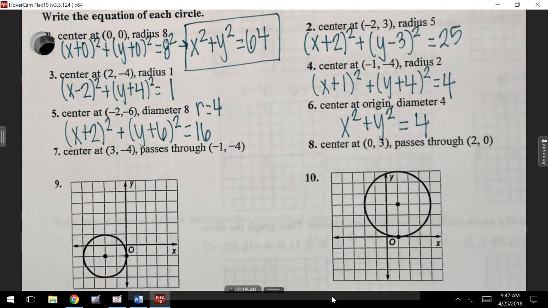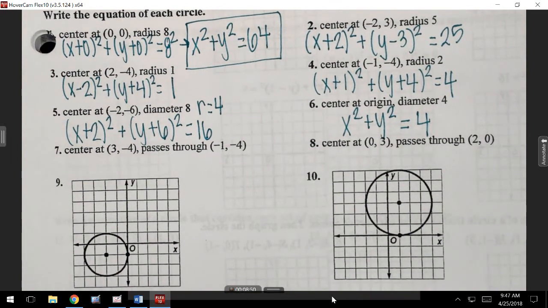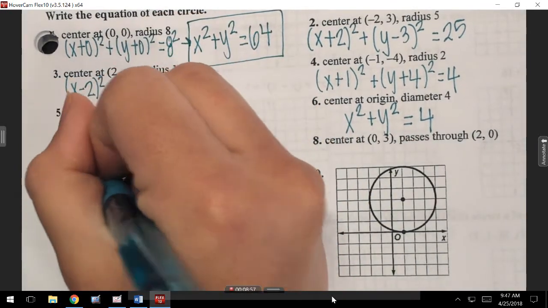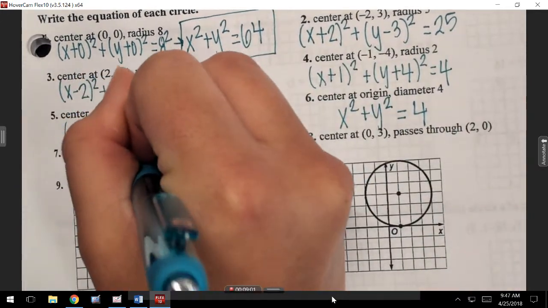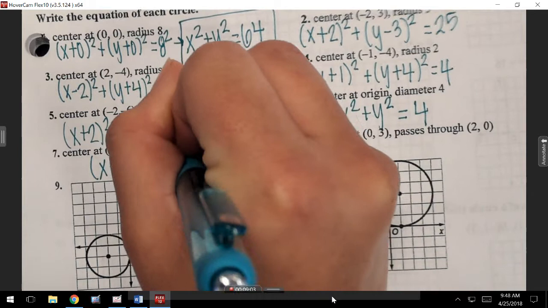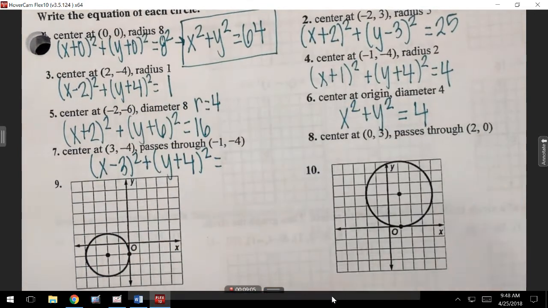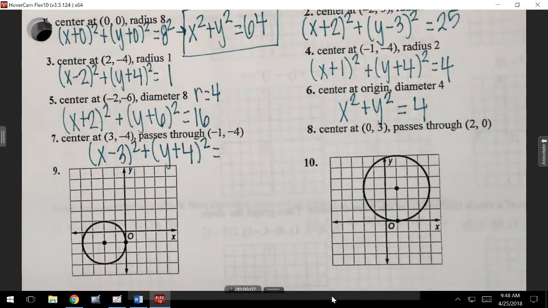Okay, 7 and 8. We have the center, and then we have 1 point. So you have to find the radius. We can go ahead and write the beginning of it. What would it be? Good. Okay, that's the beginning. But you have to write the radius. This is where your additional graphs come into play.